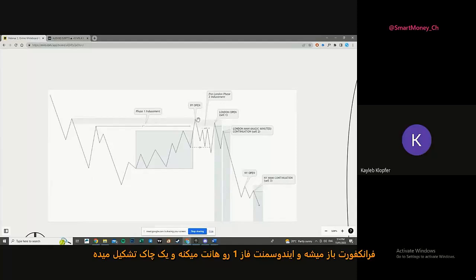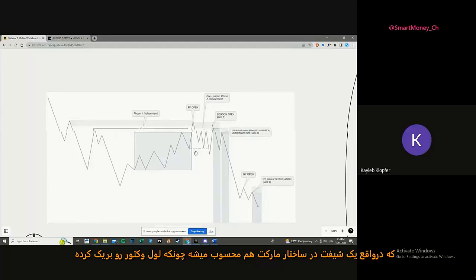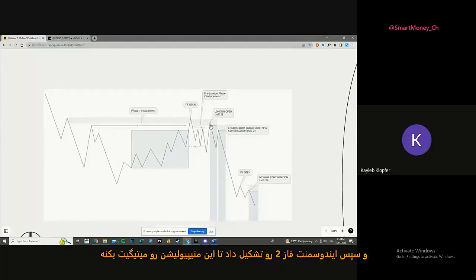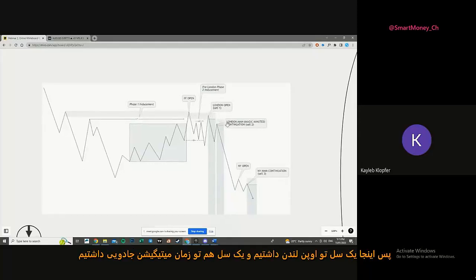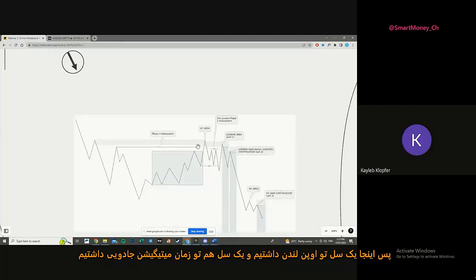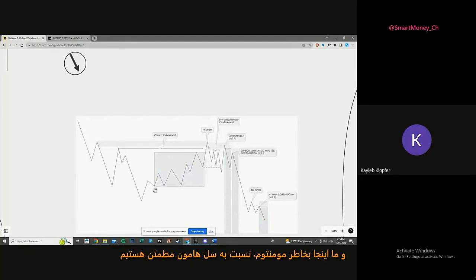Frankfurt Open takes that phase one inducement, creates the change of character, which is also market structure shift because it broke our vector level in this case. And then it created phase two inducement to mitigate this manipulation up here. So we had the London Open sell, then we had a Magic Minutes mitigation from this sell. And we know that our sells are, we can be more confident about selling because of our momentum, okay?